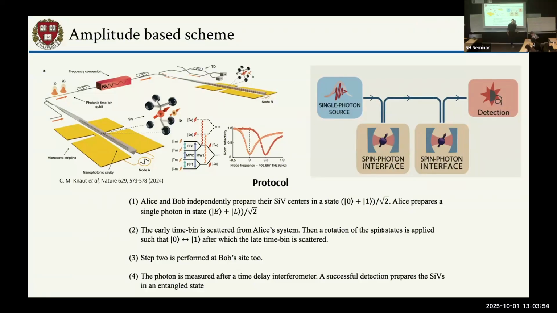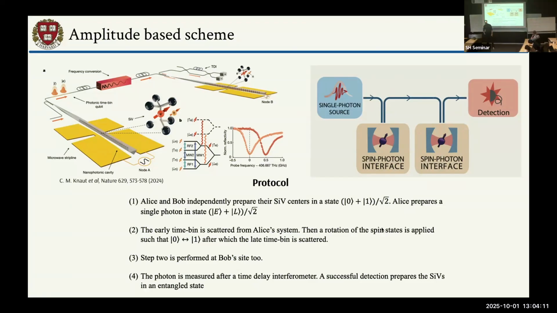So with 50% probability, I end up with a state that is now entangled between my spin and my photon, and the photon carries on to Bob. Now I'm going to do exactly the same thing on Bob's side. Bob starts with this superposition again, and the same thing will happen.